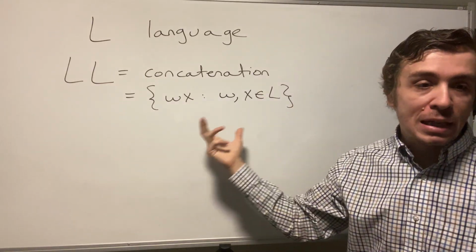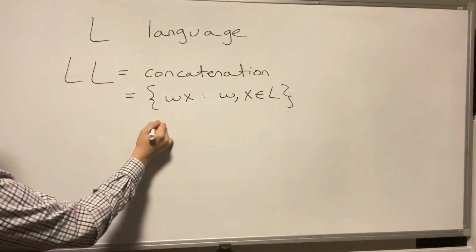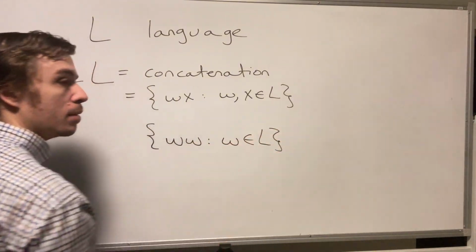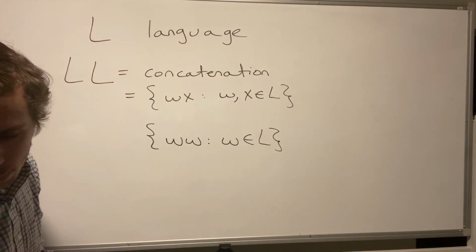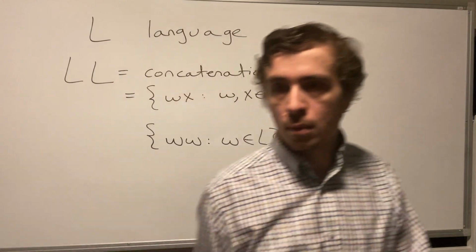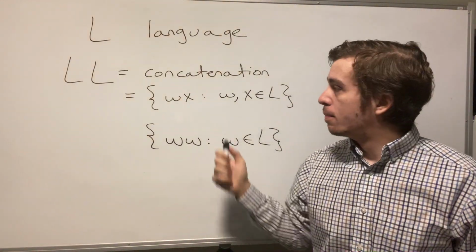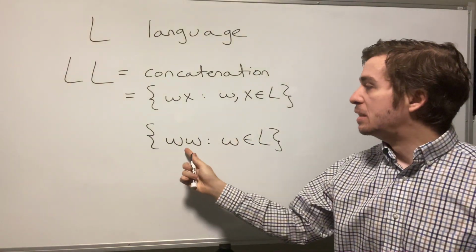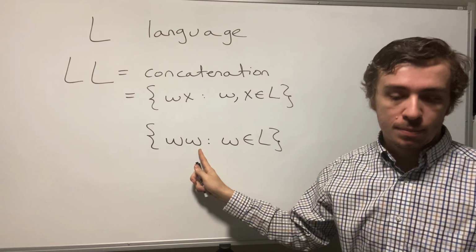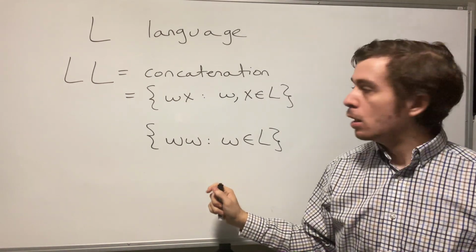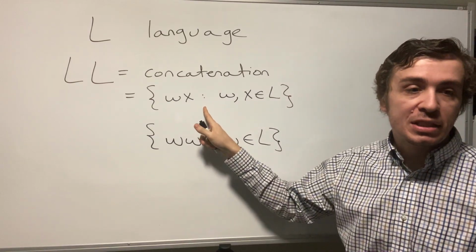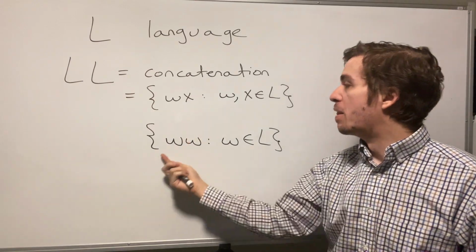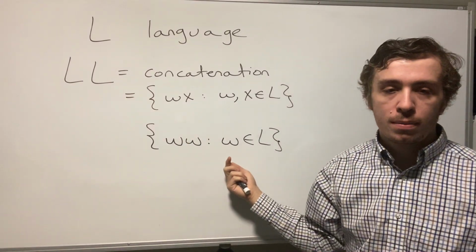Okay, in contrast, now we're going to look at the language ww, where w is in L. This language is not the same as concatenation, because here it is the same string twice. No, this language is not the same as this language. In fact, I just said that if L is regular, then this one is regular, but this one is not even regular at all.